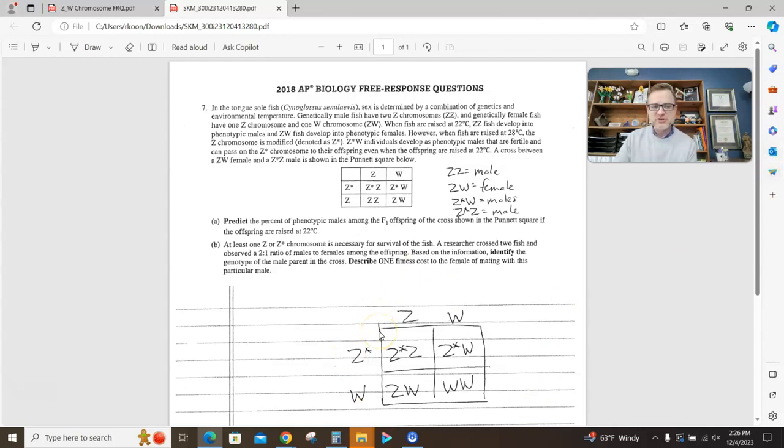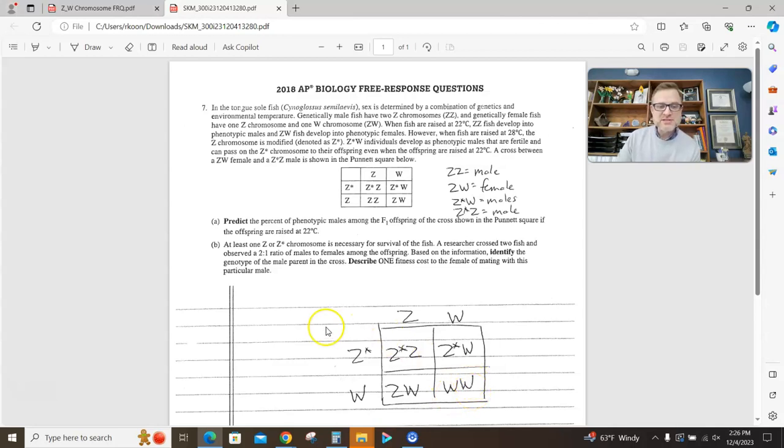You can see what I did here. A 2-to-1 ratio, when you have 4 boxes, means one of the boxes doesn't survive. So I started with this bottom right box and wrote WW, because that combination is possible but wouldn't survive. What must the parents be to get a WW? You had to have a ZW here, which would be the female, and then a Z star W here, which would be the male, to get this offspring. And if you look at this again, that's a male, that's a male, that is a female, so 2-to-1, and that offspring dies because you had to have at least 1 Z chromosome.